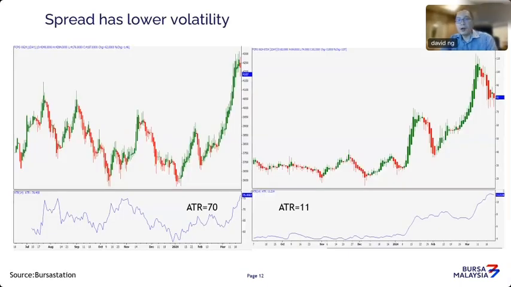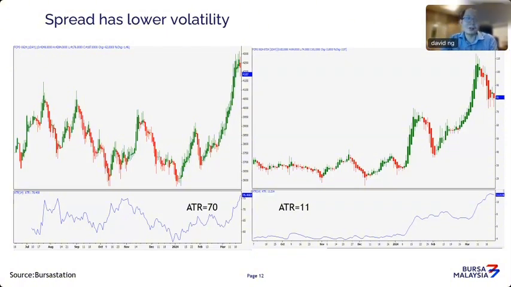Now, one of the key benefits worth mentioning when you look at spread trading is all about volatility. First of all, the nature of lower risk is that because you have simultaneous opposite positions, it keeps your exposure minimal. Secondly, when you look at spread and outright in terms of price movement.